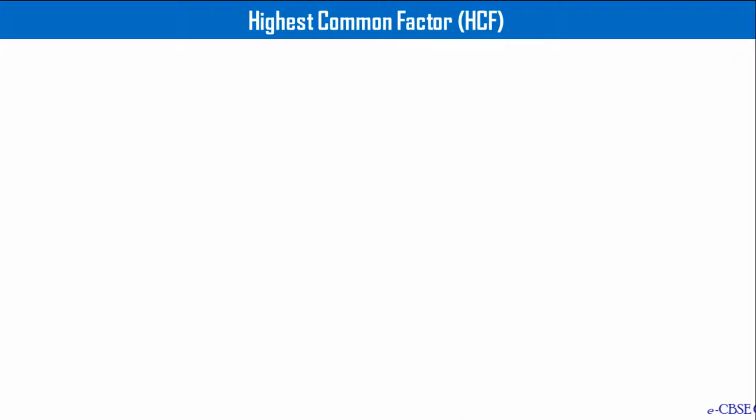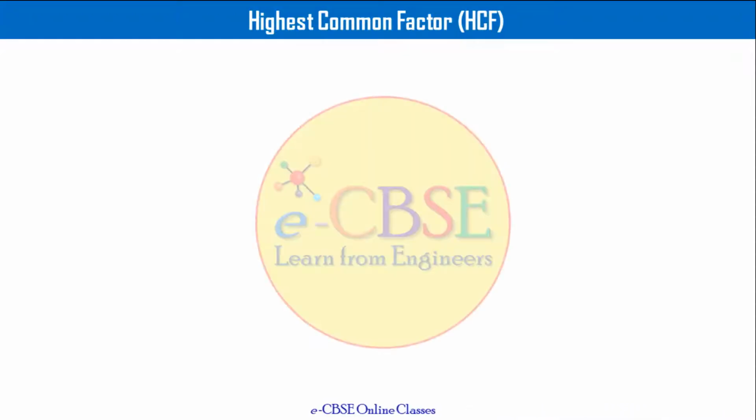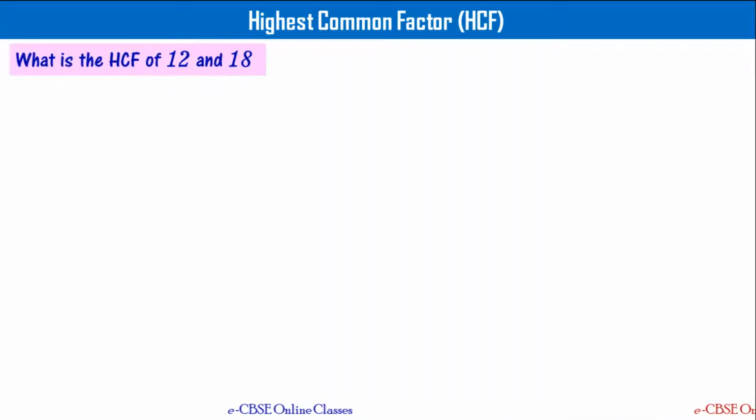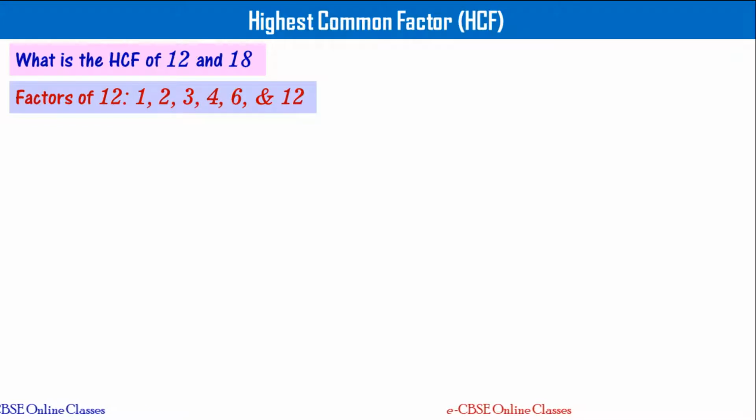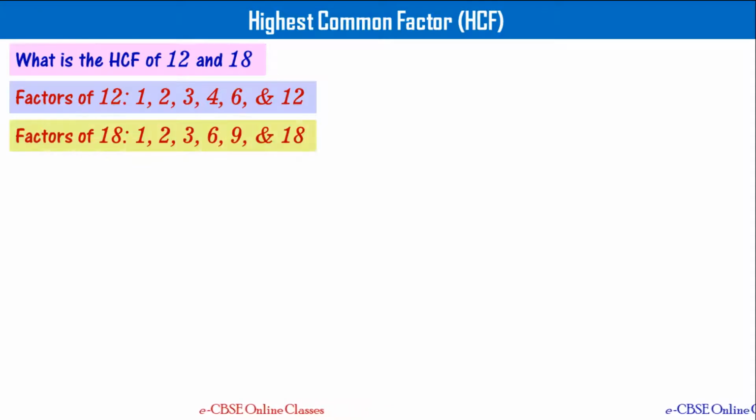Let's now learn about highest common factor of two or more numbers, that is denoted using HCF. What is the HCF of 12 and 18? The factors of 12 are 1, 2, 3, 4, 6, and 12. Factors of 18 are 1, 2, 3, 6, 9, and 18.